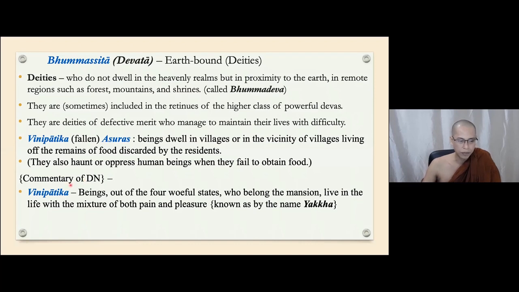Then the commentary explains. The Digha Nikaya commentary, Mahavagga, describes types of beings that are out of the four woeful states. It means they are not fallen Asura, and they belong to a mansion. They have their own mansion, but live a life with a mixture of both pain and pleasure. Usually they are regarded as yakkha, and are considered as Vinipatika. But because they are out of the four woeful states, they are not Peta, they are not Asura. Sometimes we understand the yakkha as a Peta.